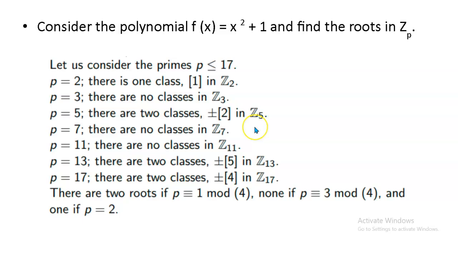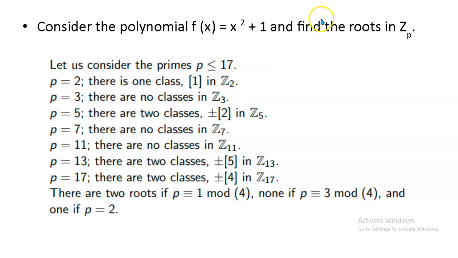And then we take 17. We'll check whether we can obtain 17 or not. If we take 4, 4² is 16, 16 plus 1 is 17. So yes, it is congruent to 0 mod 17. So again you have two classes, ±4, in Z_17.